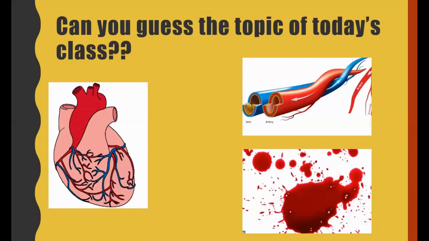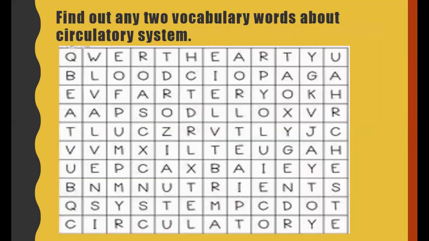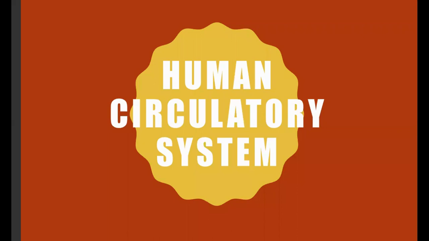We have a heart, we have some veins and arteries, we have a patch of blood also. So yes, I know that you people can guess the topic very easily. Today we are going to learn about the human circulatory system. Yes, the human circulatory system.